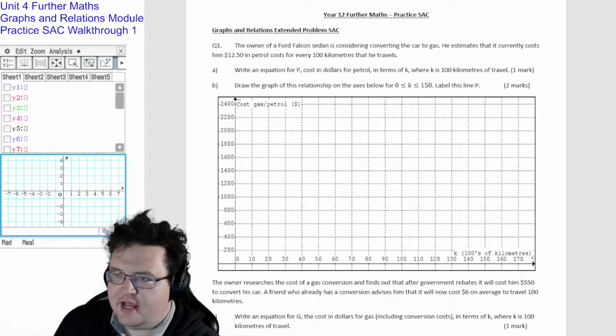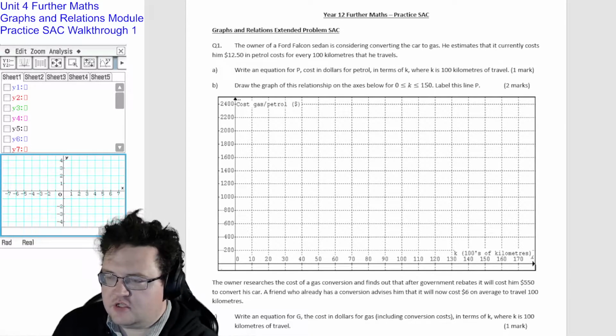So first things first, write an equation for P. P is what we're looking for, and everything is in terms of K. Well, for every 100 kilometres, it's $12.50. So that's just going to be 12.50 times K, or you could just write it as 12.5K.